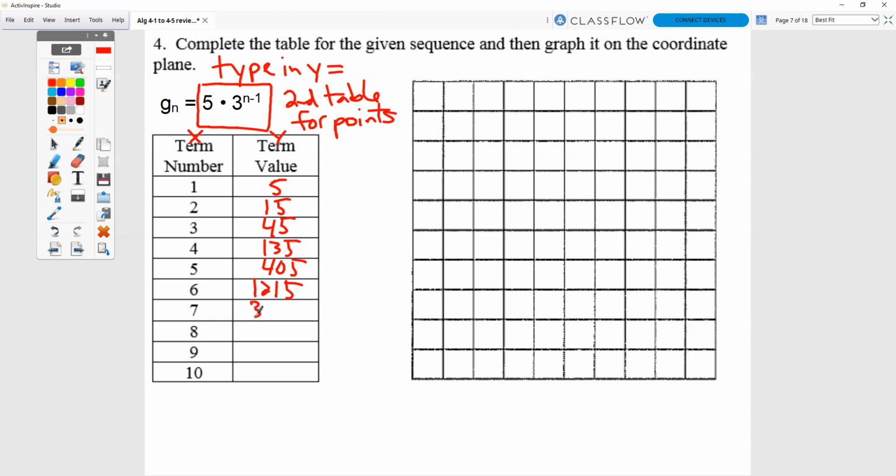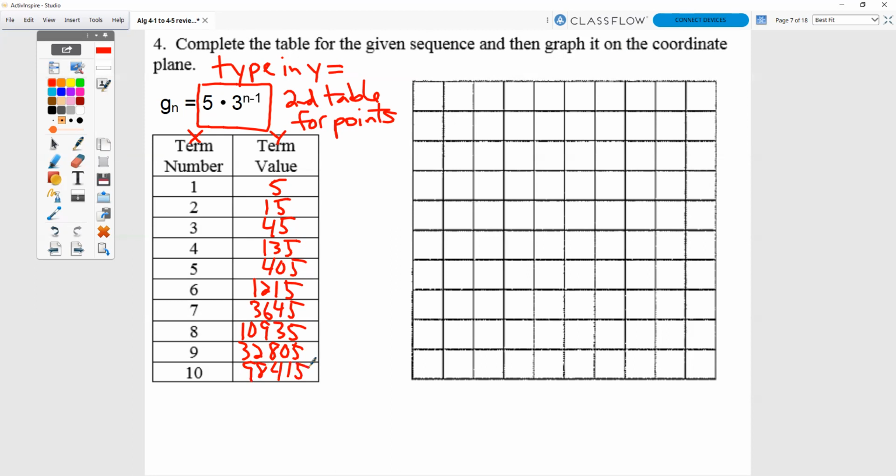1,215, 3,645, and I'm just reading these right from the table. 10,935, 32,805, 98,415. So now I'm ready to graph it.